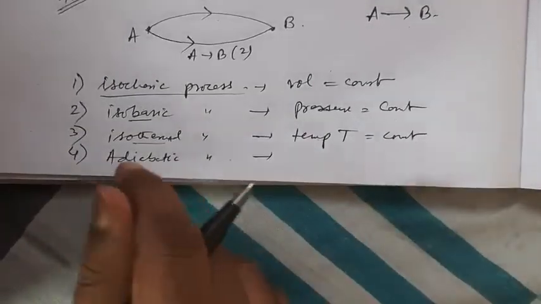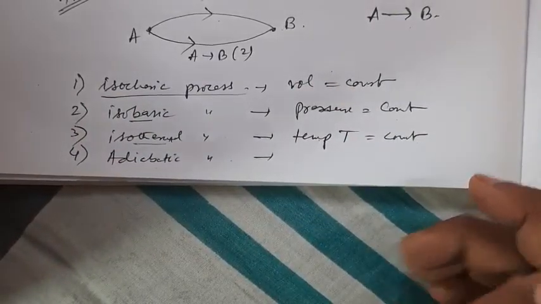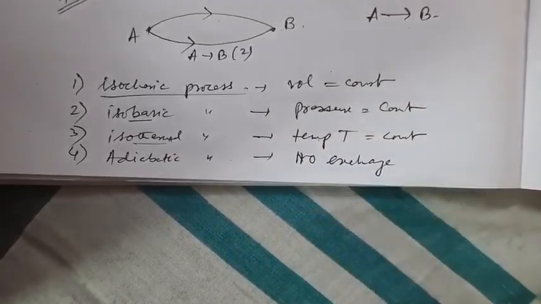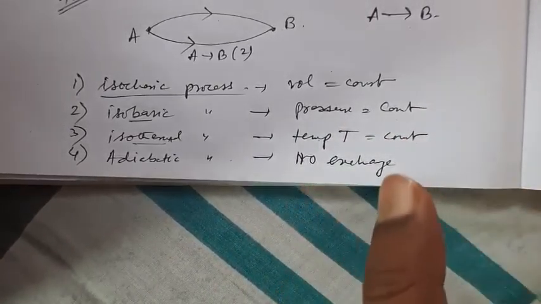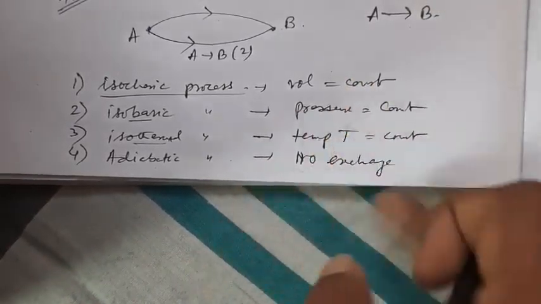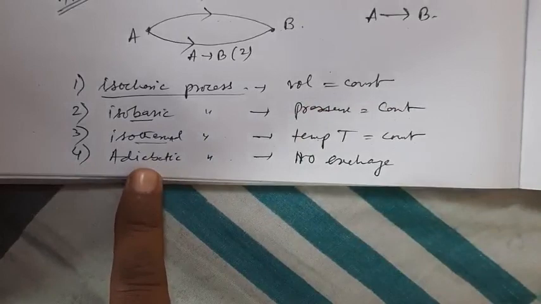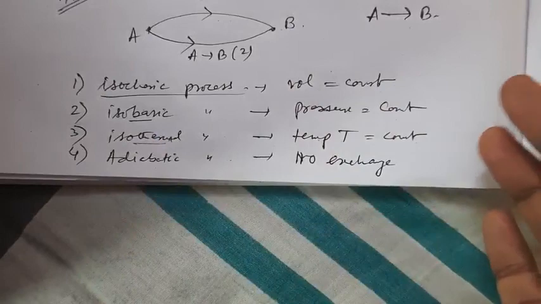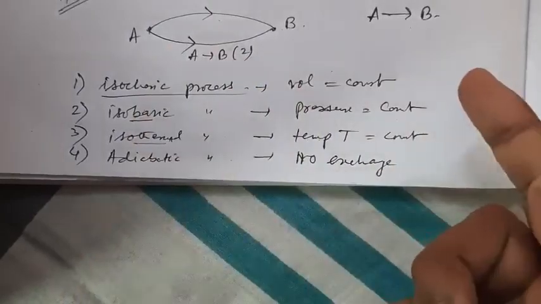Adiabatic process, why adiabatic? The heat exchange between the system and its surroundings remains zero. That means no exchange. The heat exchange between the system and the surroundings remains completely zero, while V, P and T all change. That means one thing you have to keep in mind while studying this last one, adiabatic: there will be no exchange of heat from the body to the surroundings or from the surroundings to the body.